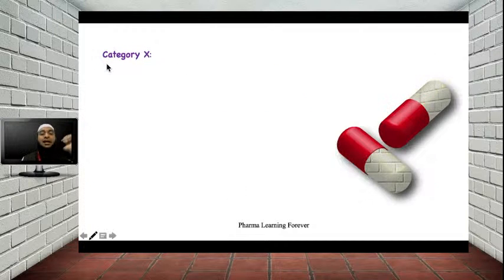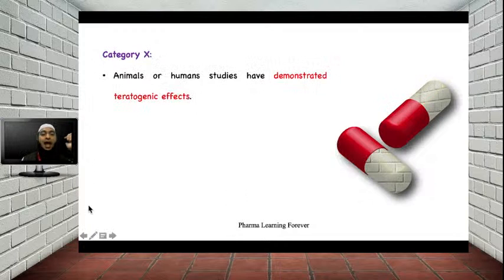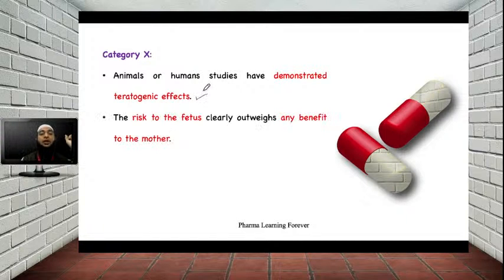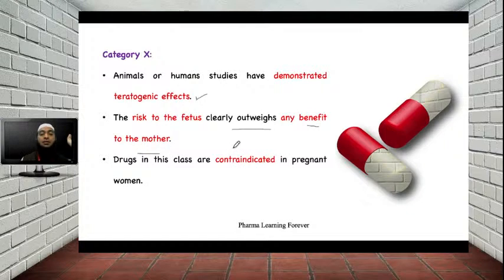Okay. The last category is category X drugs, where animal or human studies have demonstrated a teratogenic effect. Since there is a clear-cut teratogenic effect demonstrated, the risk to the fetus clearly outweighs any benefit to the mother. It means the risk to the fetus is more compared to the benefit to the mother. So all drugs of this category are contraindicated in pregnant women. Examples of these drugs are thalidomide and warfarin. These are the drugs which are contraindicated.